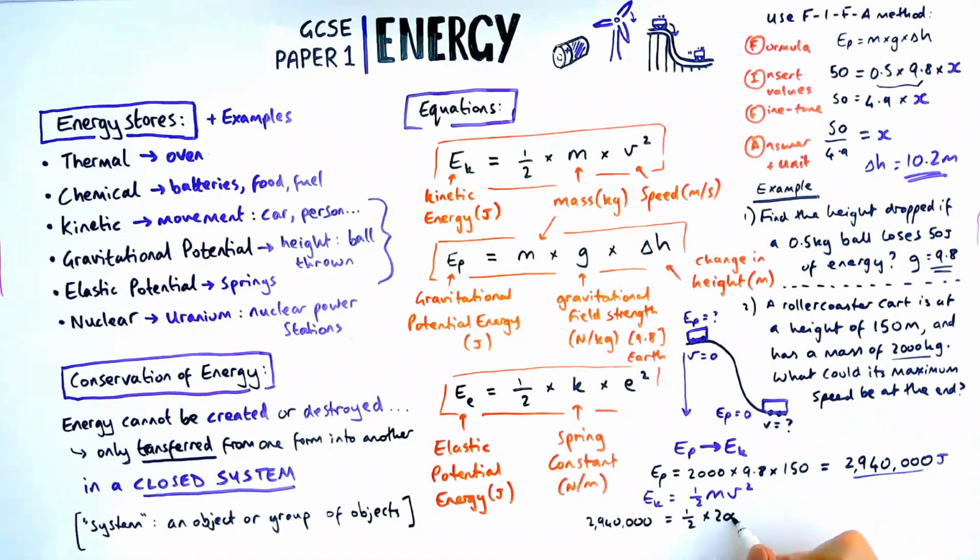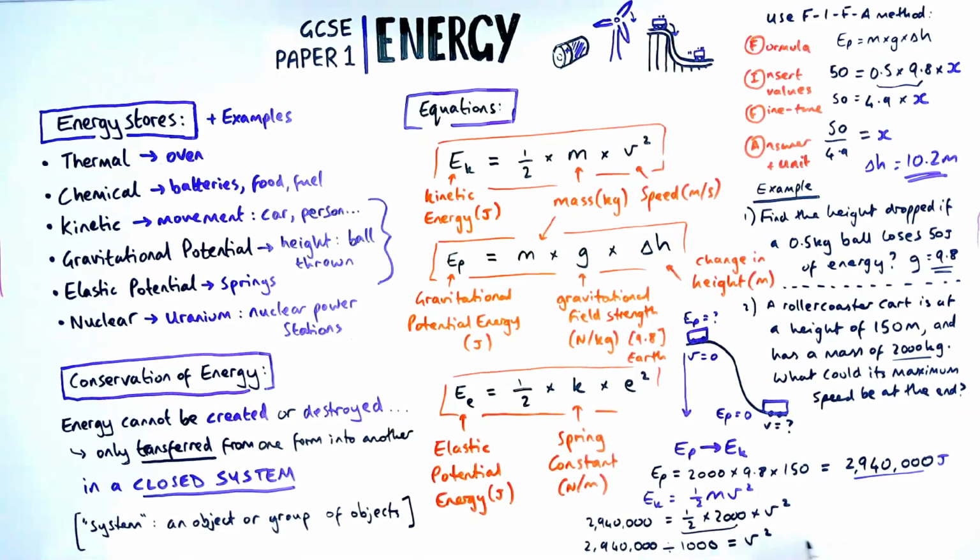So to get the speed squared by itself, I can do a half times by 2,000, easy peasy, that's 1,000, and divide 2,940,000 by 1,000. Then to get rid of the v squared, to make it v, I've got to do a square root at the end, which gives me 54.2 meters per second, which is pretty fast, but it is a roller coaster, so not too unreasonable.